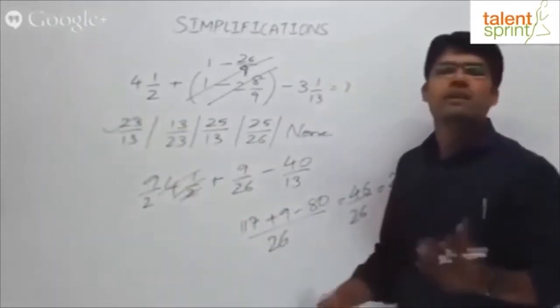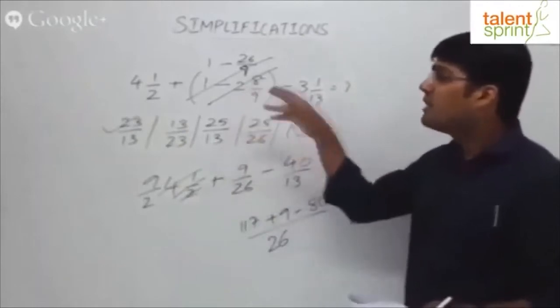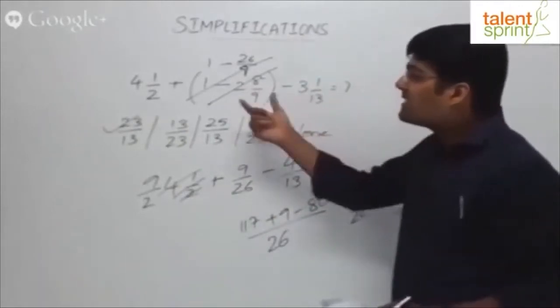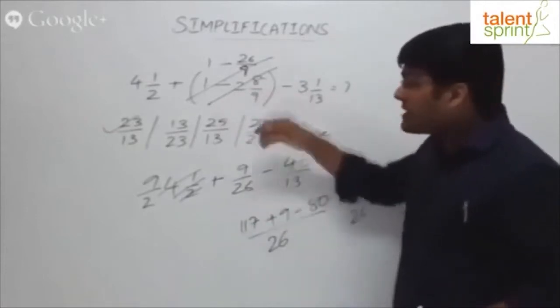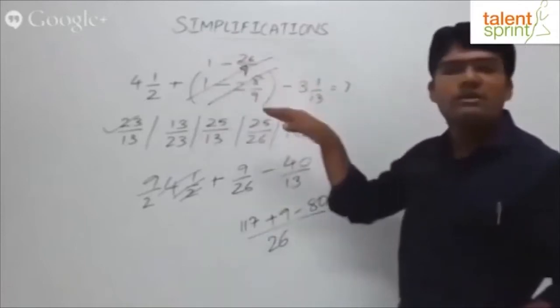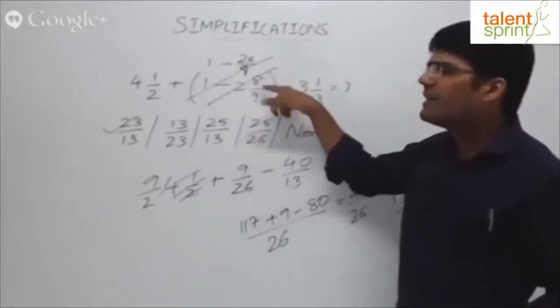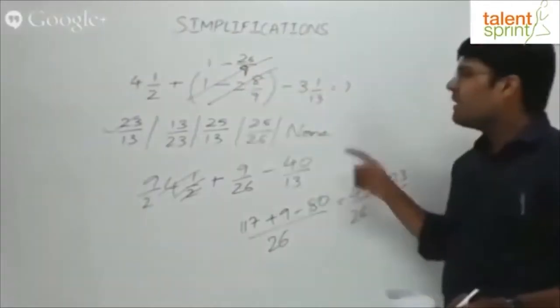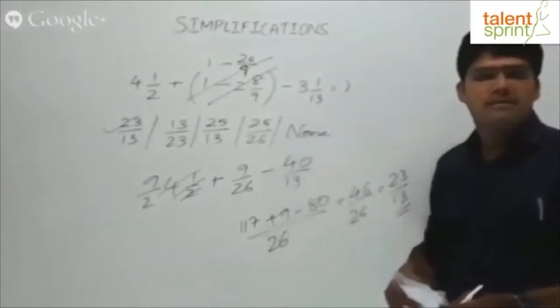So more or less what we have done in the previous question, right? What I'm trying to make clear here is that you shouldn't write step by step. You must be able to analyze this and directly write the value, right? You don't have to write all the intermediate steps here. 2 8 by 9 is 26 by 9. 1 divided by 26 by 9 will be 9 by 26. Then 9 by 2 plus 9 by 26 minus 40 by 13. Simplify and you have your answer.